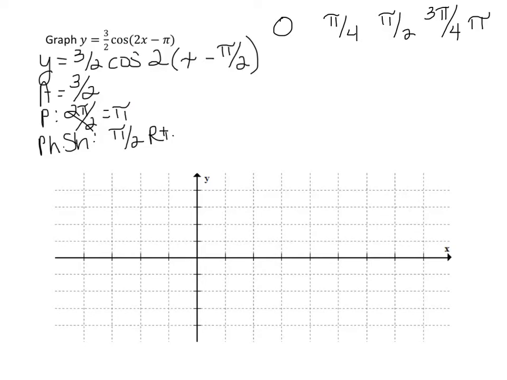And this is cosine, so I know that the pattern starts at 1. I have an amplitude of 3 over 2, so I can multiply each value by 3 over 2. So this becomes 3/2, 0, negative 3/2, 0, 3/2.